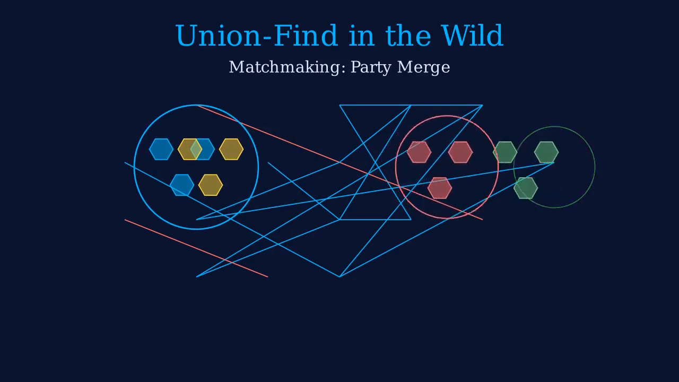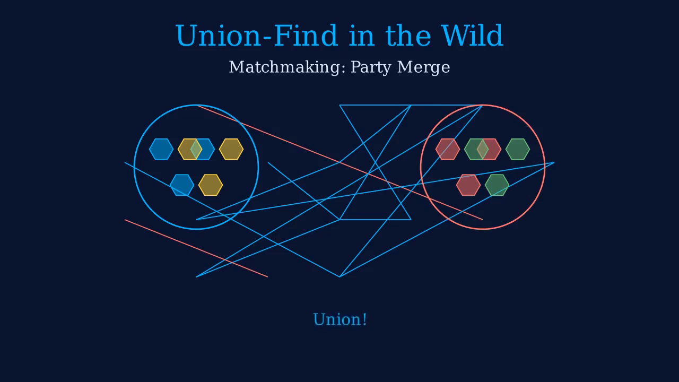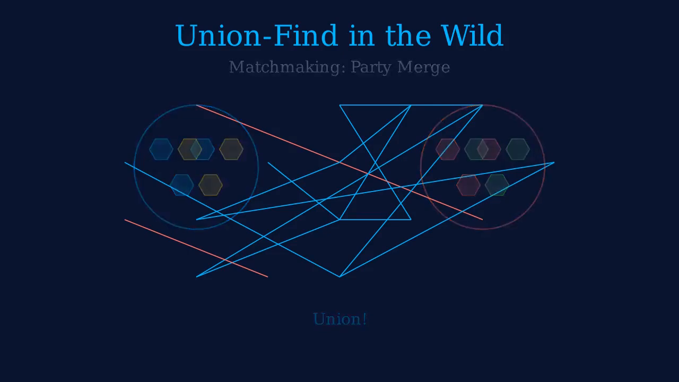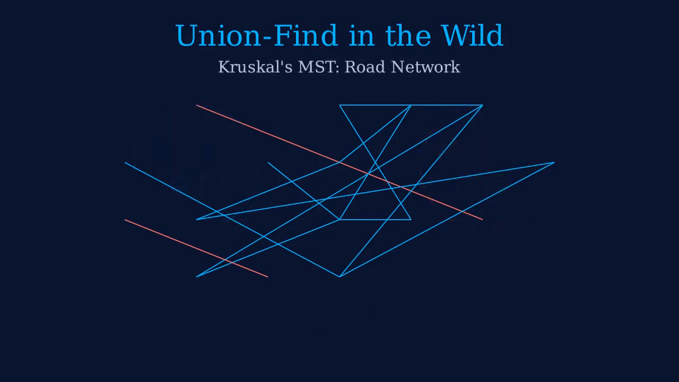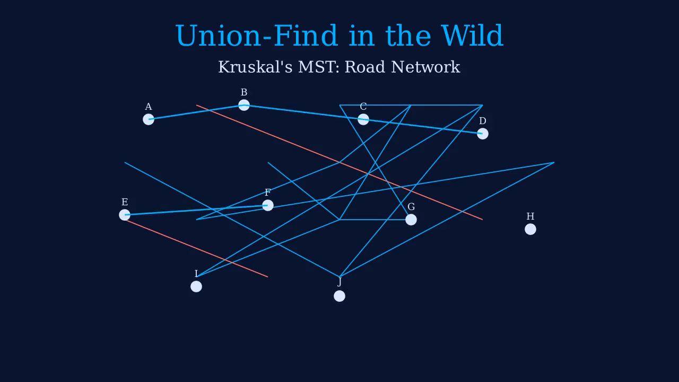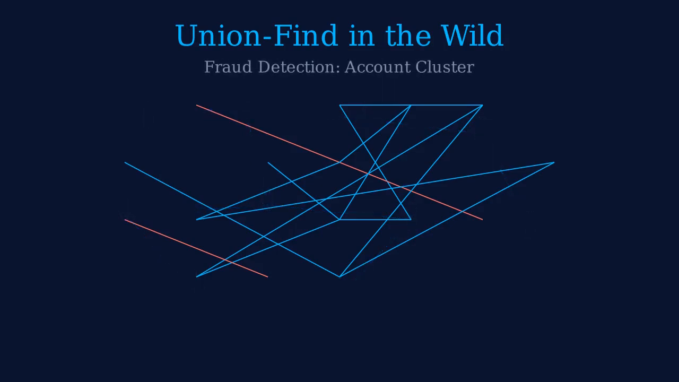Or take your favorite multiplayer game's matchmaking. Players who've recently played together form groups; when 2 groups queue, union. Or Kruskal's algorithm for building minimum spanning trees in road networks. DSU is the engine that decides whether adding a road would create a redundant loop or connect 2 separate towns. Or fraud detection. When a bank notices 2 accounts share a device, a phone number, and IP, union. Suddenly, a constellation of fake accounts collapses into one suspicious blob.